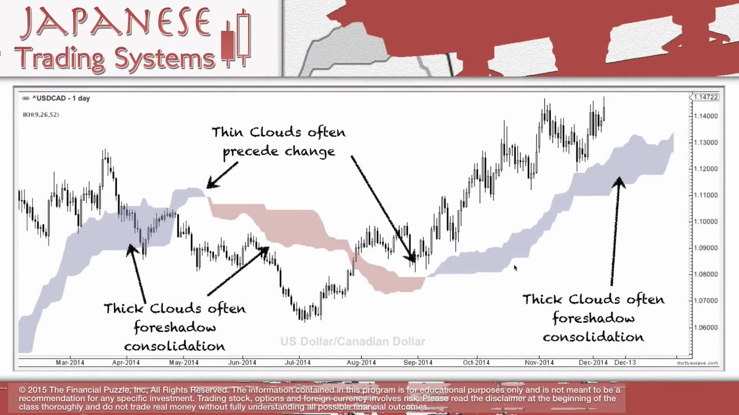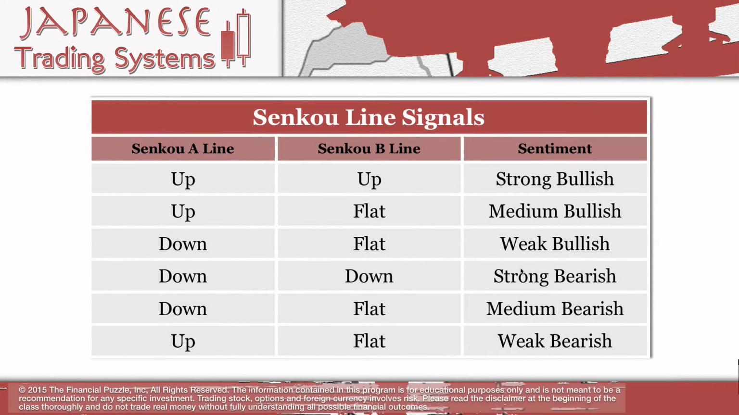All right, now let me give you a chart that you can reference. This is just a quick directional signal guide. When the Senkou A line is going up and the B line is up, it is considered strong bullish sentiment. When the A line is up and B is flat, it is medium bullish sentiment. When the A line is down and B is flat, it's weak bullish.